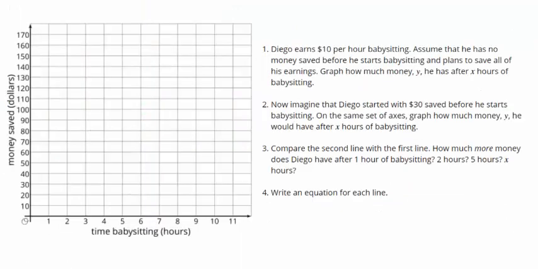Okay, let's look at our first problem. It says Diego earns $10 per hour babysitting. Assume that he has no money saved before he starts babysitting and plans to save all of his earnings. So he doesn't start with anything, starting with $0. It says graph how much money, y, he has after x hours of babysitting. So here on the y-axis is the money he saved, and on the x-axis here are the hours.